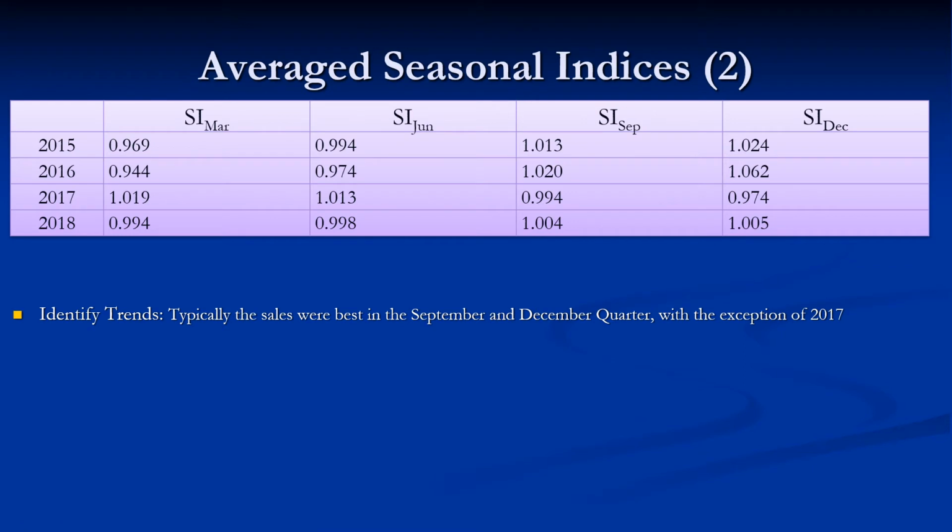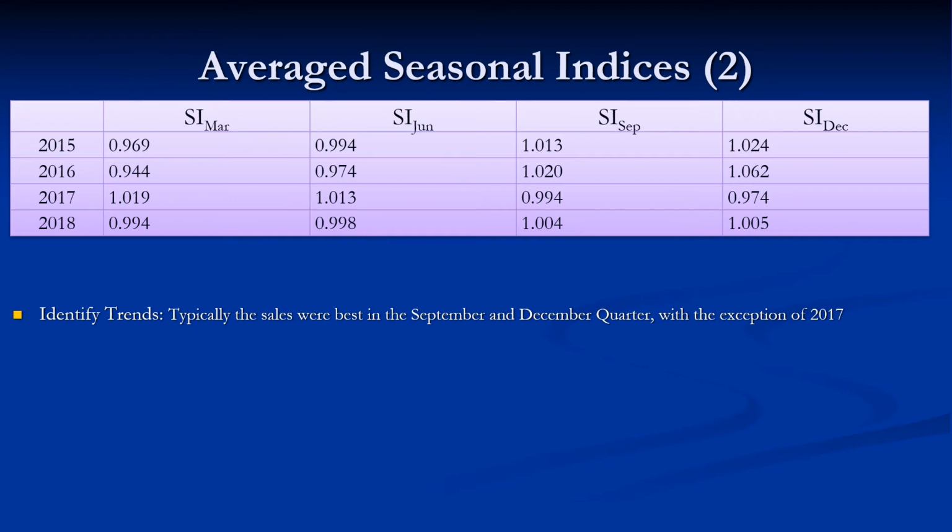So we've got some average seasonal indexes, and what can we see? We can see that typically the sales were best in the December and September quarter, except for that one we just chose, funnily enough. Every seasonal index which is above 1 is above 100% for that season on average, and if it's below, it's going to be under 100%, so less than average. So we have identified our trends.